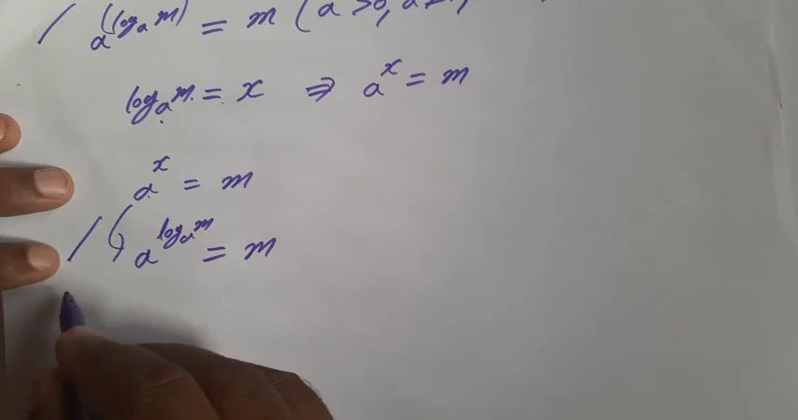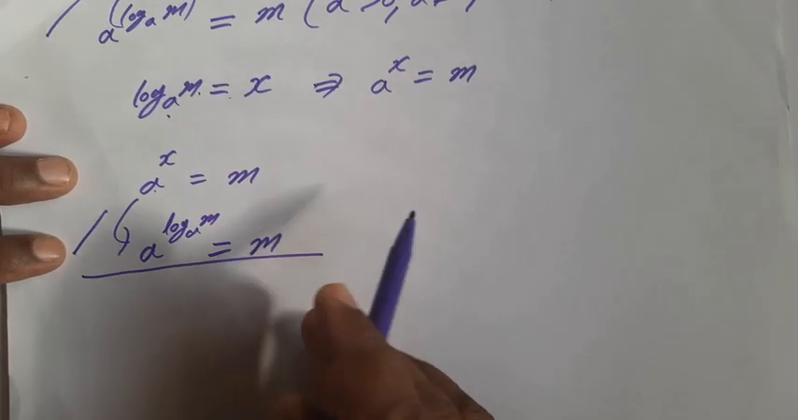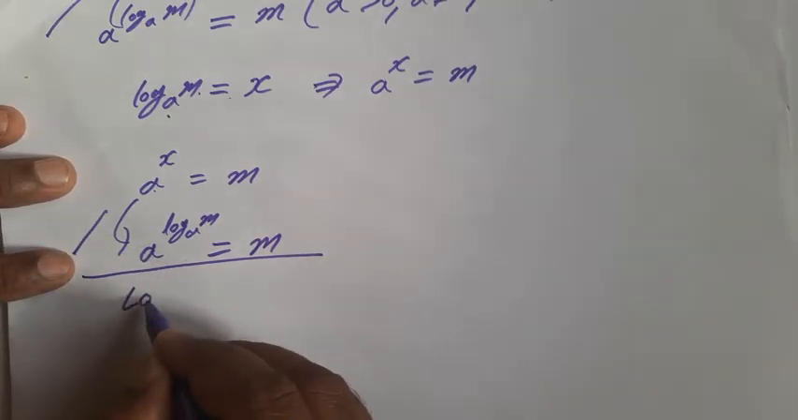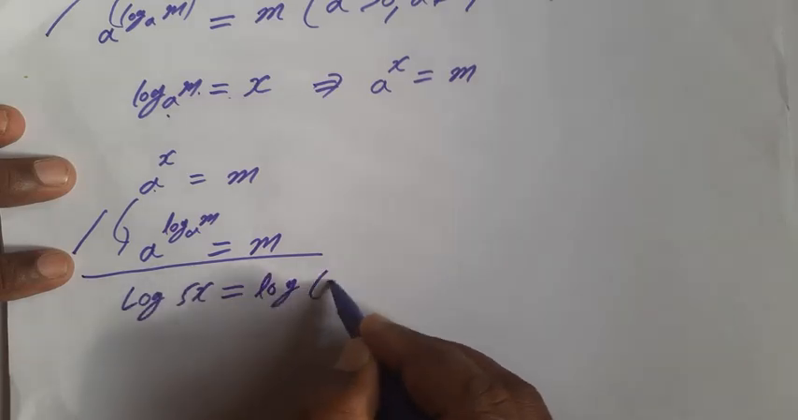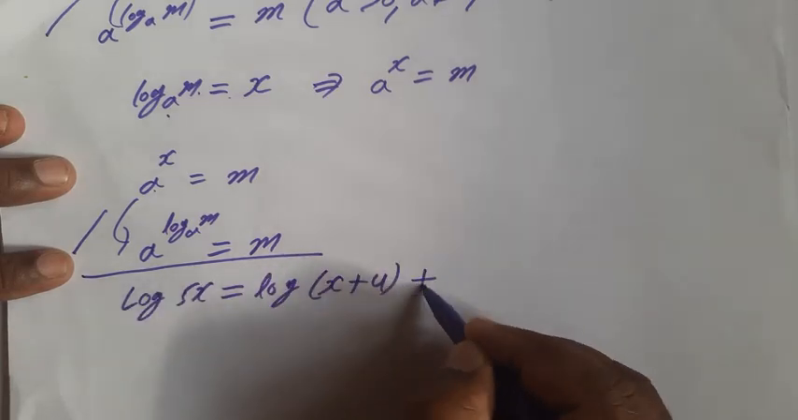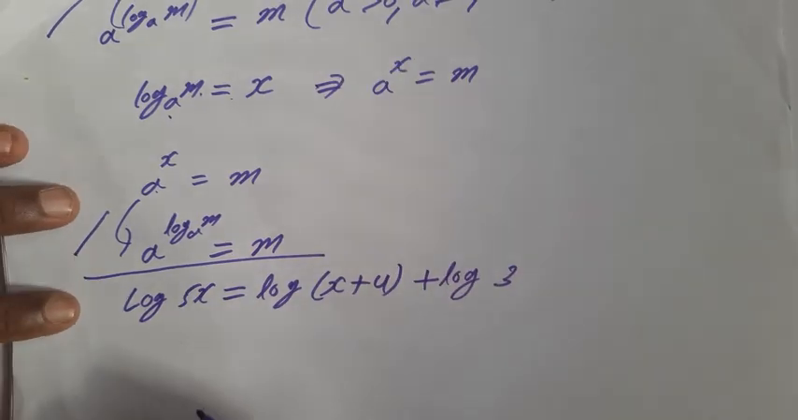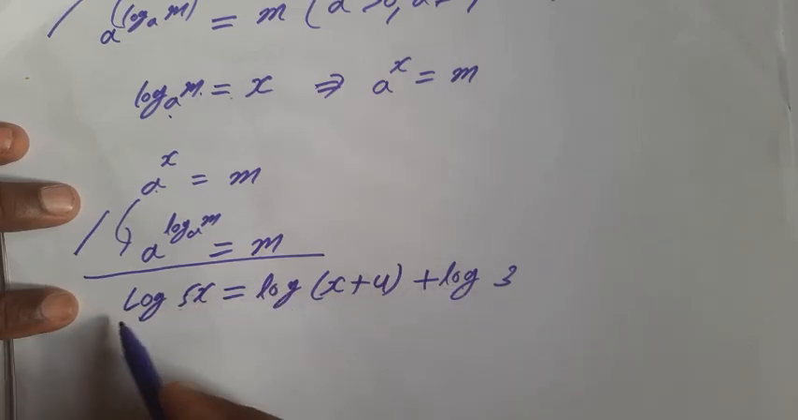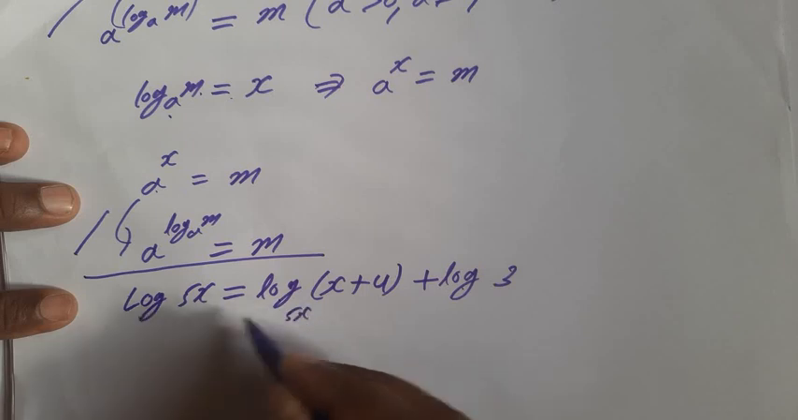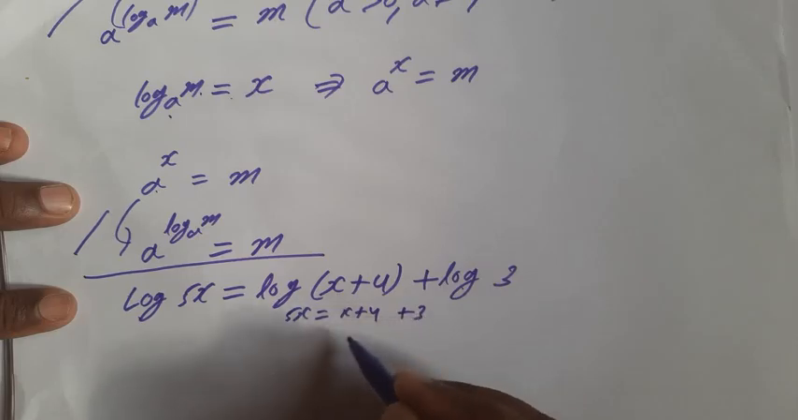Now we will take one small example and do it. Log 5x equals log(x plus 4) plus log 3. So many people, what will they do? They will take log common, cancel log. Then 5x equals x plus 4 plus 3. So 5x equals x plus 7. They will do like this.